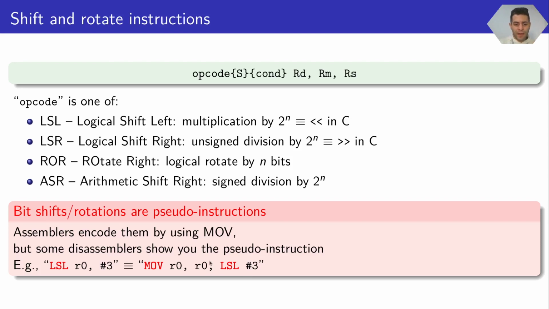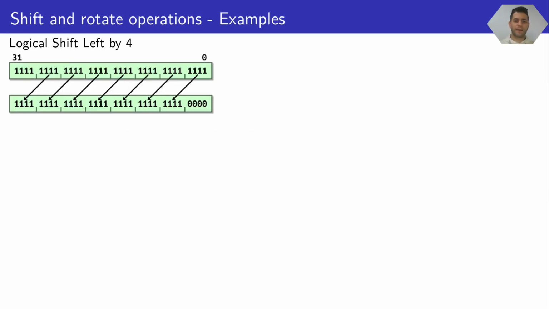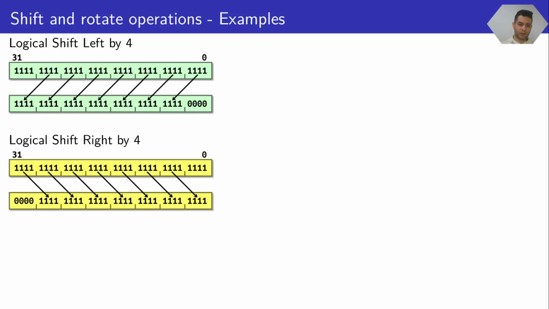But here we are taking full advantage of the ARM architecture. We are performing this shift. Do you remember this image? We are performing this shift using the shifter, so before putting the operand into the ALU, we are shifting it. Let's see some examples. Here we are logical shifting by 4 to the left, here to the right. In the first example, we were multiplying by 2 to the power of n. In this latter case, we are dividing.